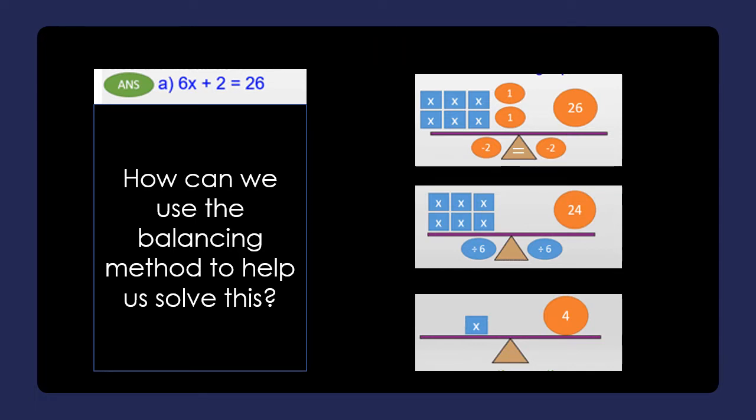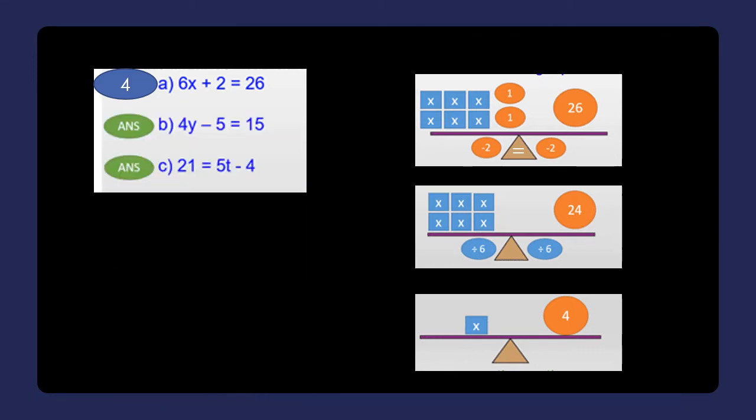Now it's over to you. I want you to look at the questions shown on screen. 4y minus 5 equals 15. 21 is equal to 5t minus 4. And using that same balancing method and the inverse, I want you to find the value of the variables. So find the value of y and find the value of t. Pause the video whilst you do that.